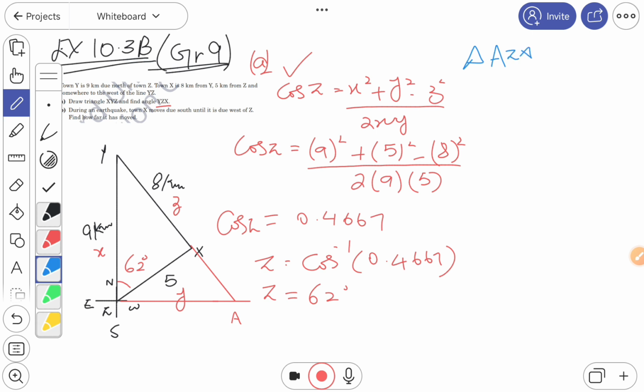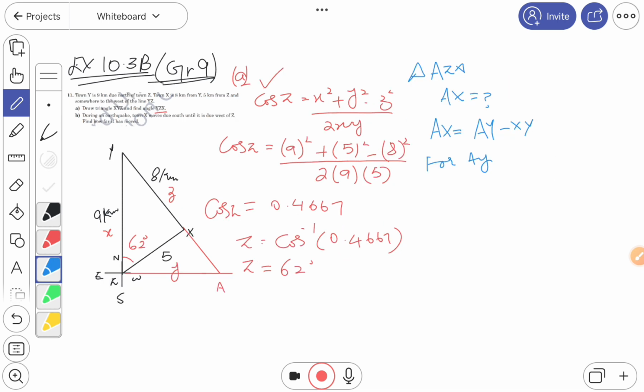So we have to find this distance, AX. The distance YX we know is 8 kilometers, and we have to find the distance AY. After that we subtract XY from AY. So I can write AX is equal to AY minus XY.